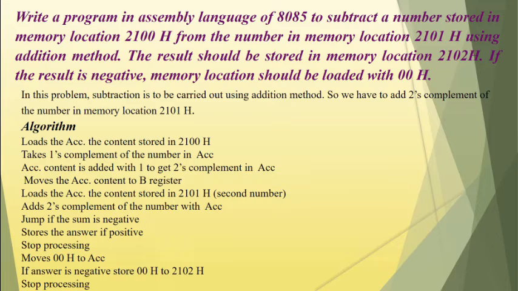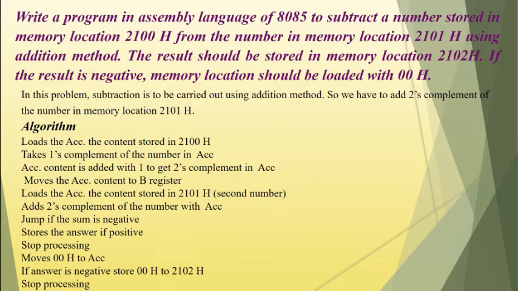Okay, so the algorithm for writing the program is like this. First we have to load the contents stored in memory location 2100. Then we take the 1's complement and add 1 to it to get the 2's complement, which is stored in the accumulator. We move the contents of the accumulator to some register, let us say B. Load the contents of the next memory location 2101 into the accumulator. Once again we add the 2's complement of the number stored in register B with the accumulator.